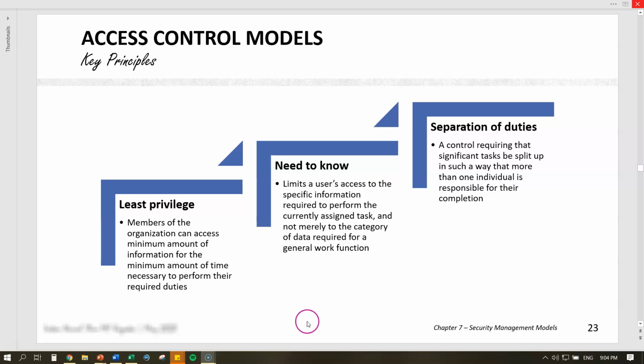The second principle is need to know. It means that the access control limits a user's access to the specific information required to perform the currently assigned task. Third principle of access control model is separation of duties. It is a control requiring that significant tasks be split up in such a way that more than one individual is responsible for their completion. Basically, those who have a higher ranking position have a lot more access to the system of the organisation or the physical area compared to support staff.